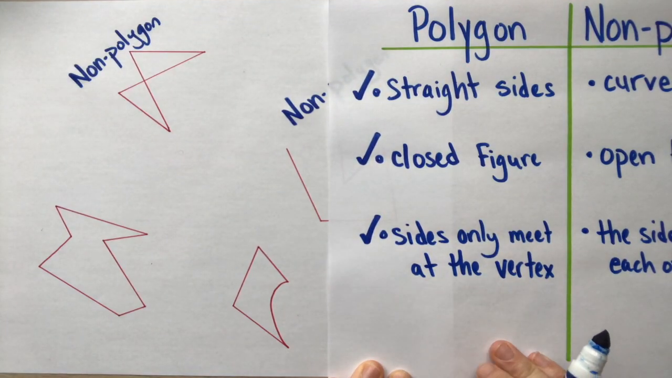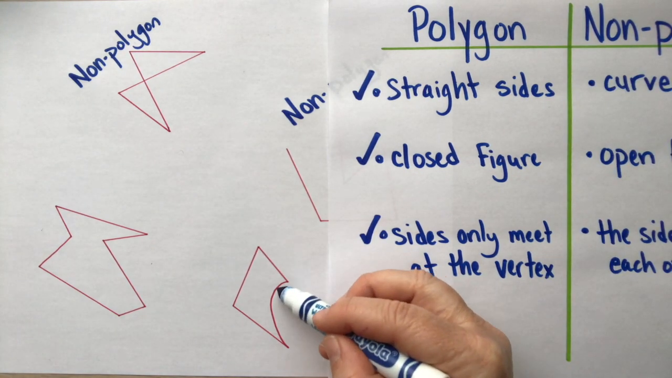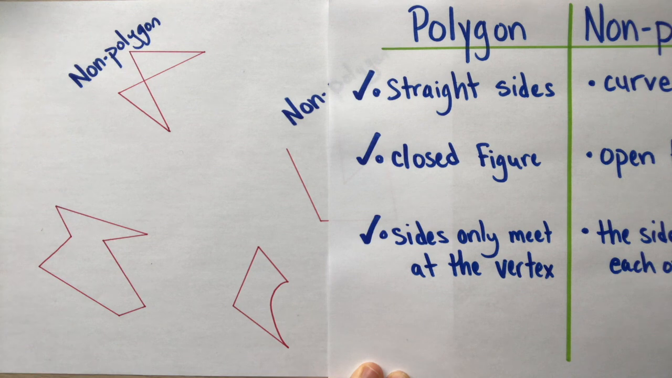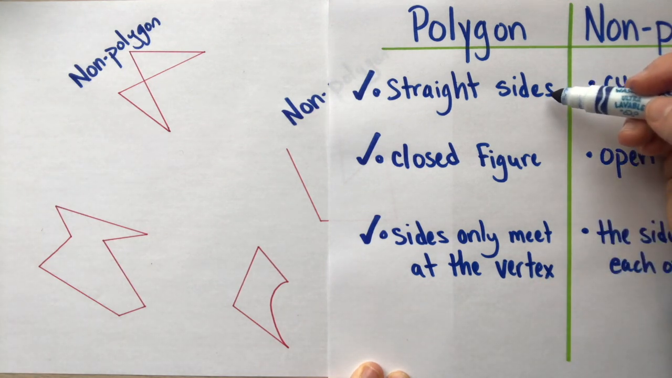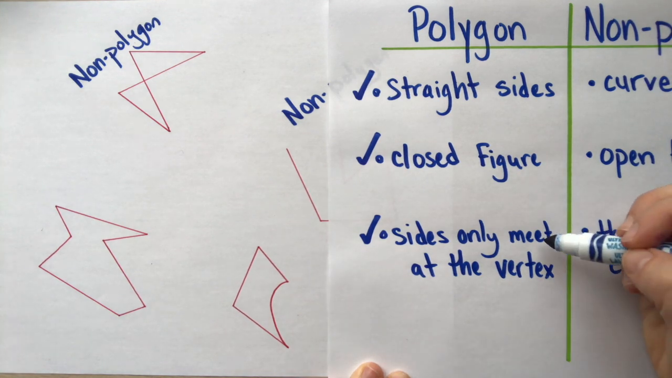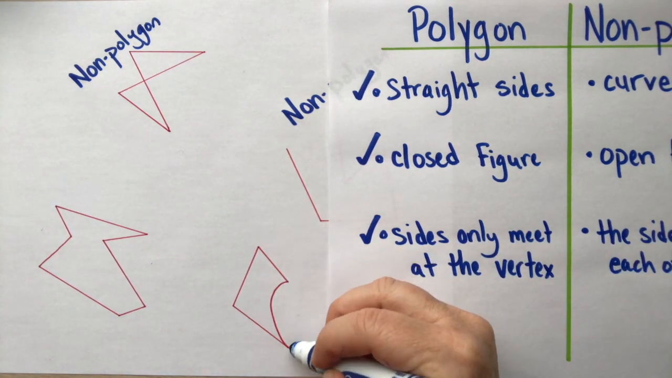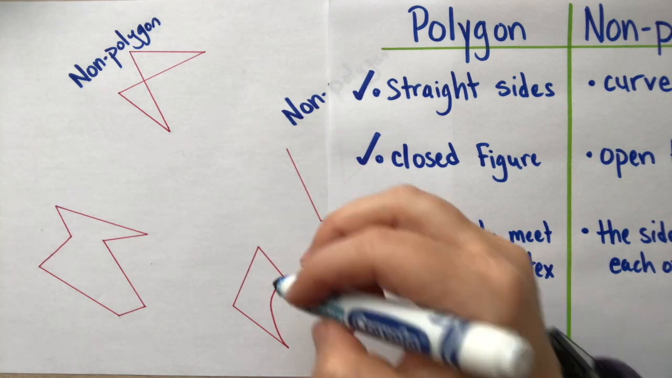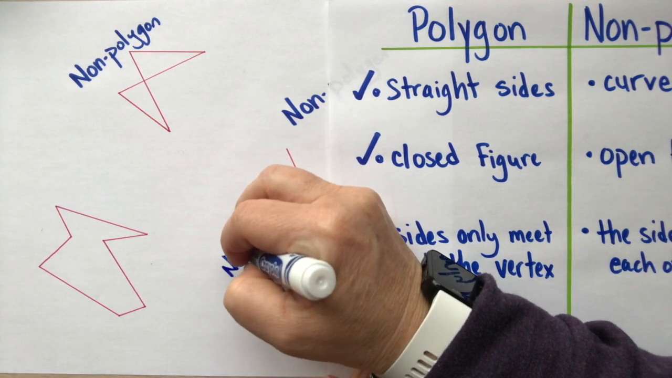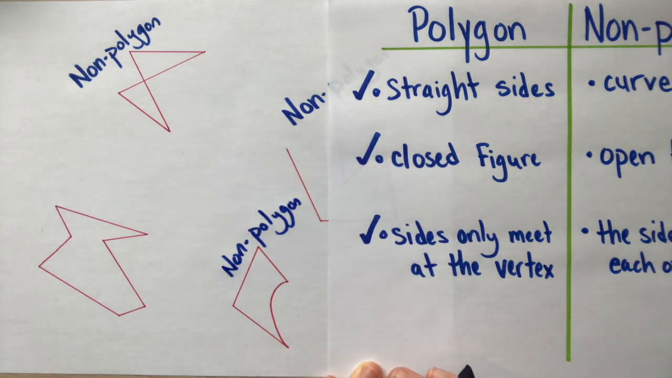This shape here, straight sides? Actually no. It's got one curved side right here. So we already know it doesn't fit into the polygon. Is it a closed figure? Yes. Do the sides only meet at the vertex? Yes. But because of this one line being curved and not straight, it's a non-polygon.